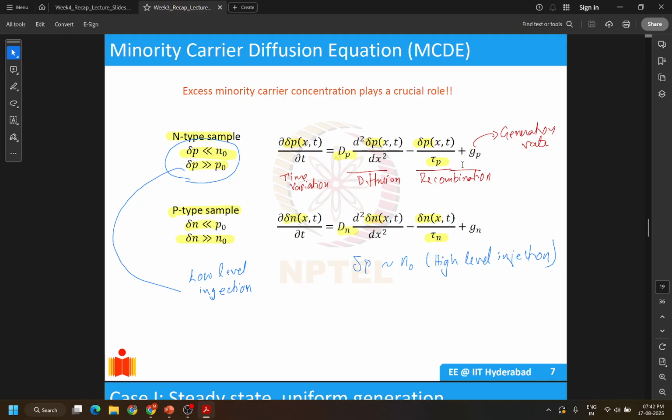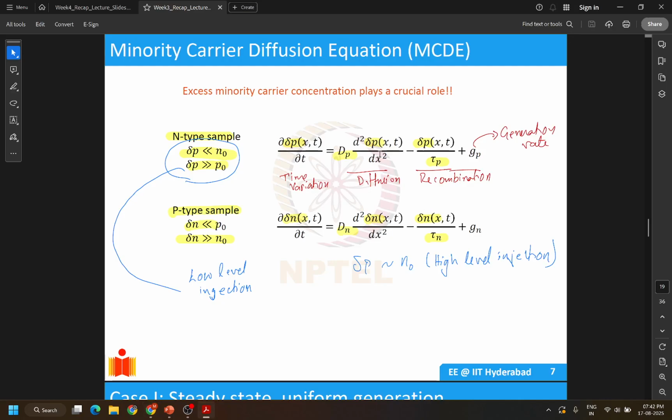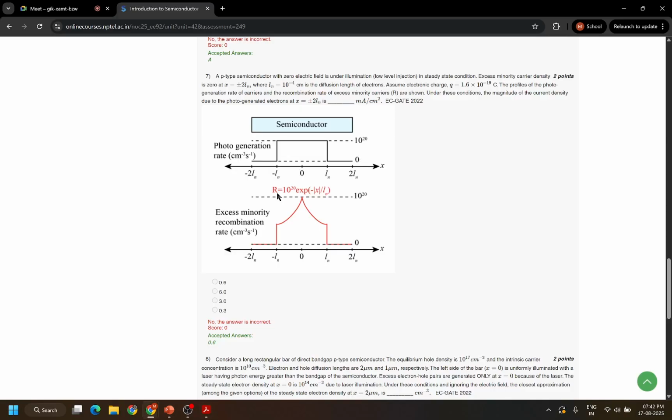So you have this equation. For steady state, this is 0. Your generation rate is from minus Ln to Ln. Your generation rate is given as 10 power 20 per centimeter cube, and your recombination rate is given as 10 power 10 exponential minus x by Ln.